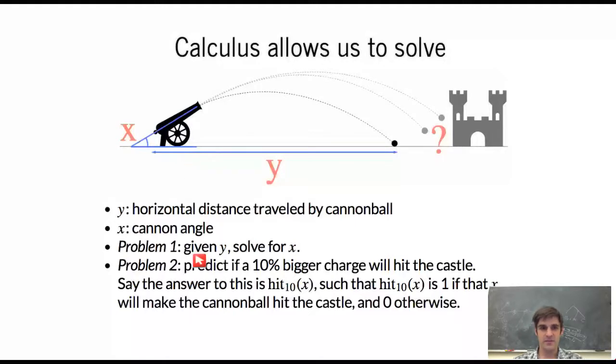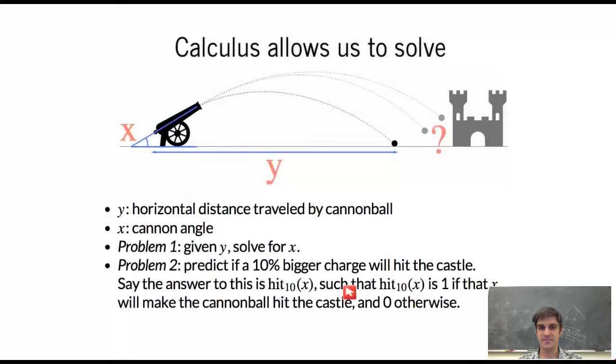And then another question that we might want to solve is a prediction problem. So let's say we take a 10% bigger charge. So that is, there's 10% more power behind this cannon, and we fire again. Is it going to hit the castle or not? So we'll say the answer to this question is hit sub 10. So this is like 10% extra juice gives you what distance? Is that clear?